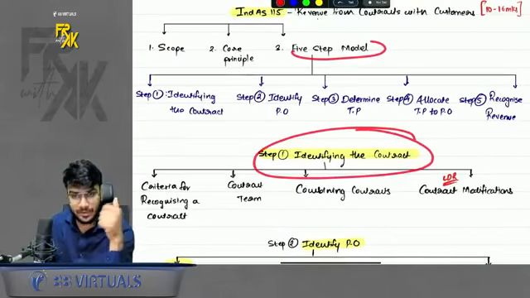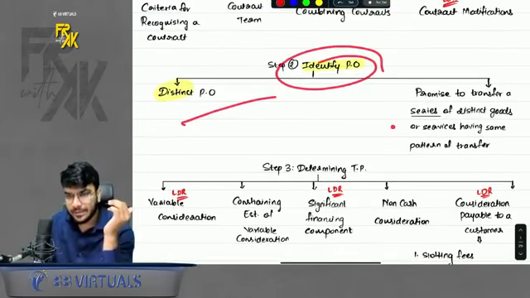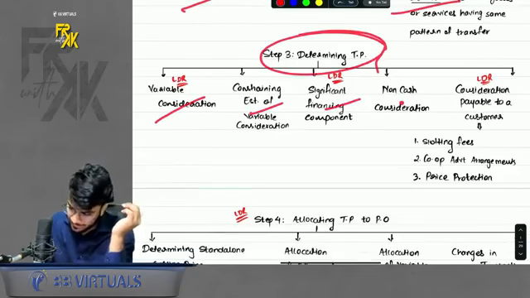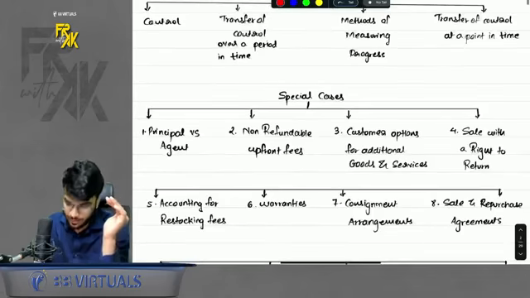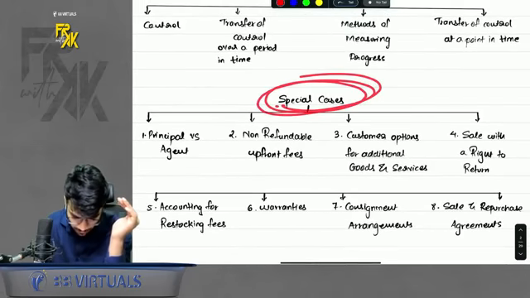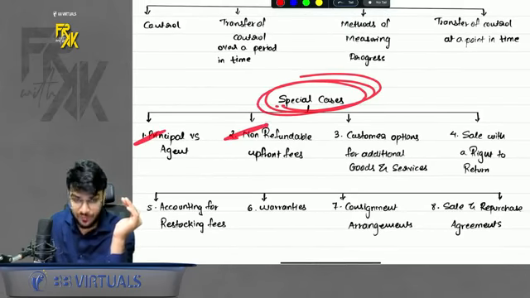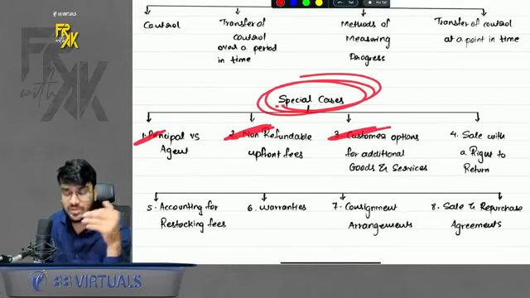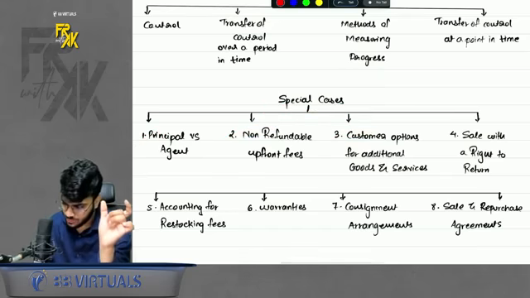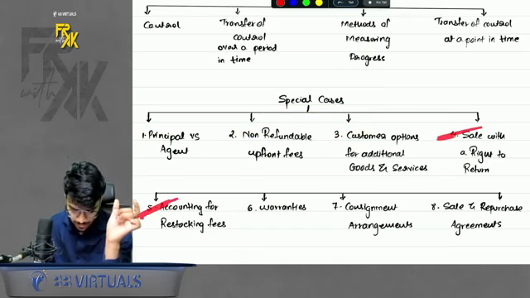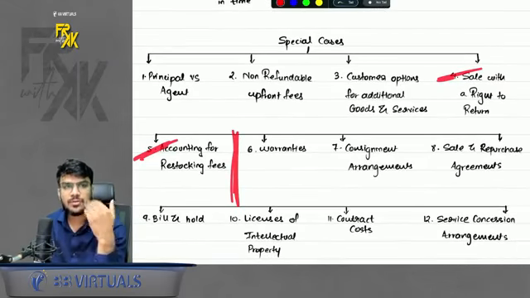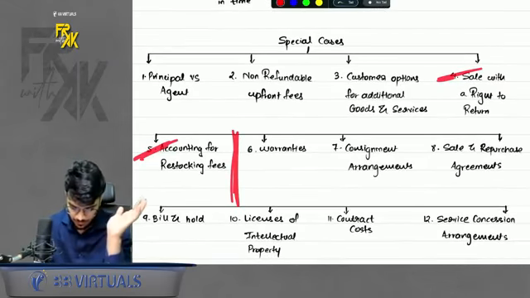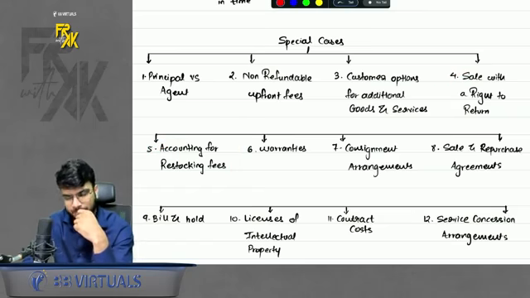Step 1 completely revised. Step 2 completely revised. Step 3 completely revised. Step 4 completely done. Step 5 completely done. Okay. In special cases, we have done principal versus agent, non-refundable upfront fees, customer options for additional goods and services, that is the discount voucher question, sale with right to return, and accounting for restocking fees. We have done till here. Right? Chalo. So the remaining revision, of course, I will do post this now. Clear with this? Perfect.